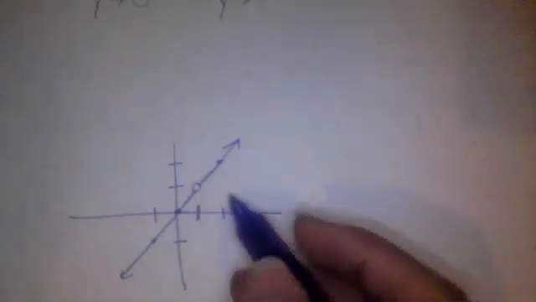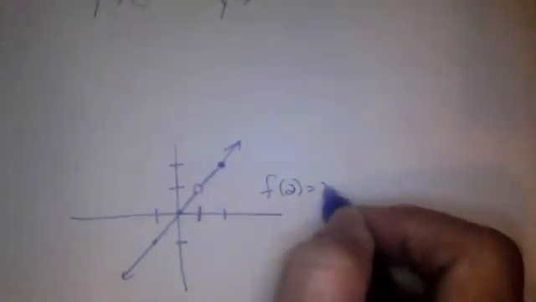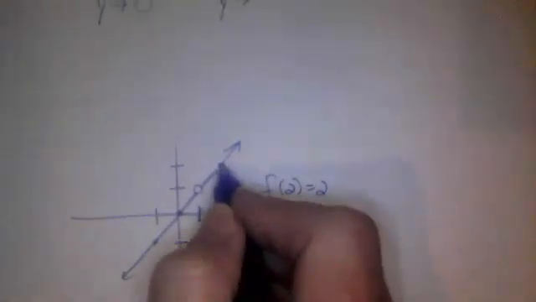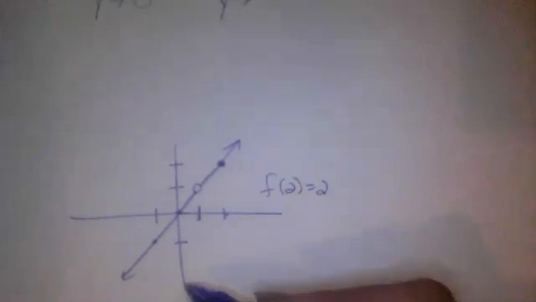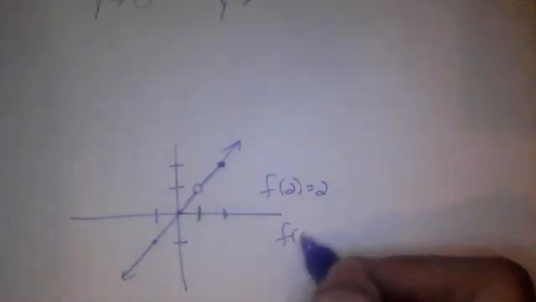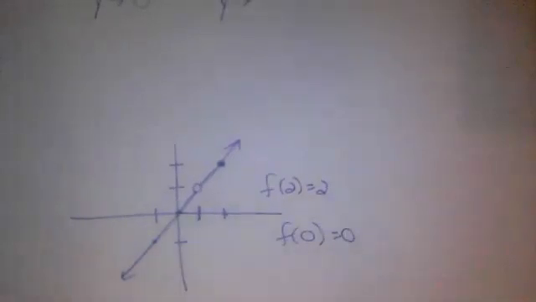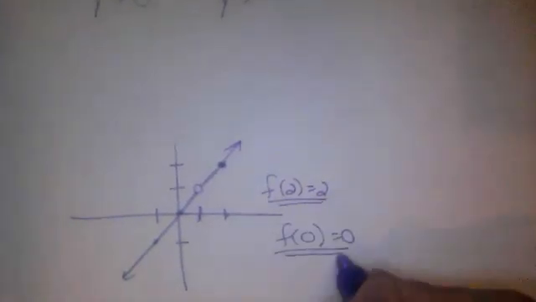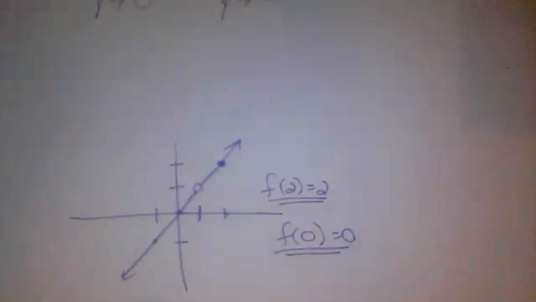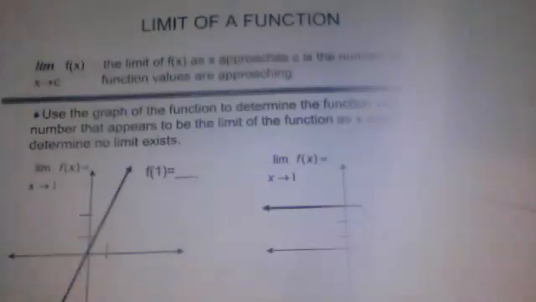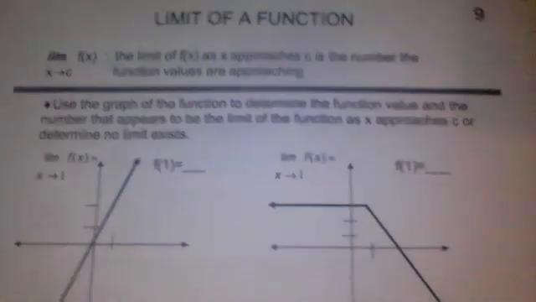Now, the value of our function, for example, f of 2 here is 2. That is our output. The f of 0 is 0. That is our output. So the value of the function is not the same as the limit of a function. So we're going to try to stress that today as well. So let's go ahead and take a look at our worksheet here.